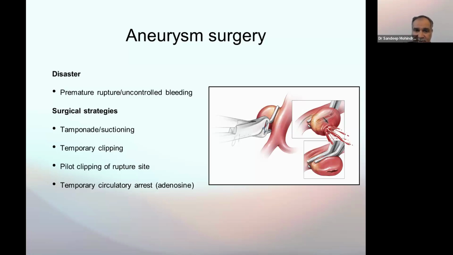The surgical strategies for aneurysms with intraoperative rupture can be tamponade, suctioning, temporary clipping, or pilot clipping of the rupture site. Pilot clipping of the rupture site is the same as tentative clipping. Temporary circulatory arrest: Dr. Mishra himself told that he has been using adenosine in normal situations nowadays. I have no experience with adenosine. We are preparing our anesthetist for this, but I have not used it. But the literature is quite strong about using adenosine for temporary circulatory arrest.